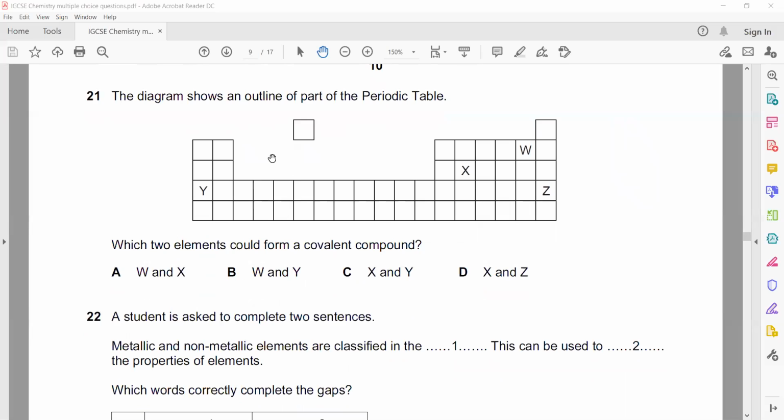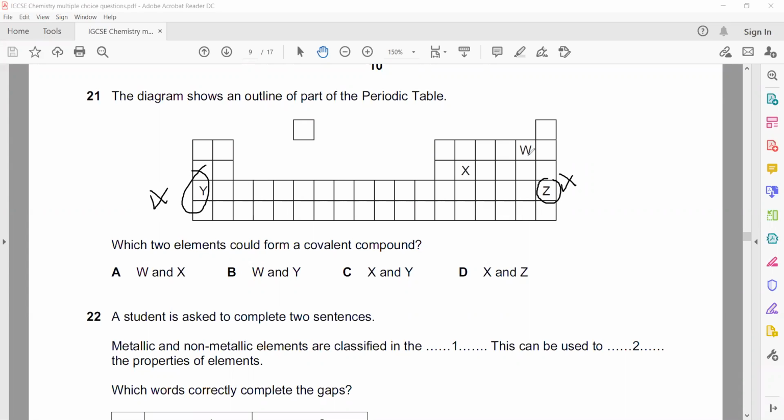The diagram shows an outline of a part of a periodic table. Which two elements could form a covalent compound? To form a covalent compound, they should be non-metals. So here, this is a non-metal but is unreactive. This one is a metal.